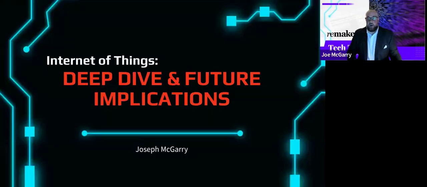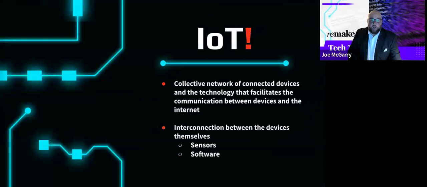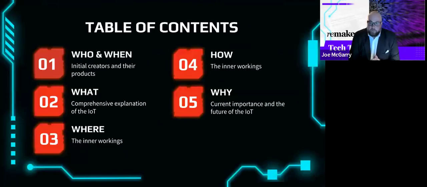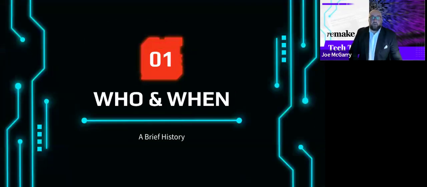So today, we're going to be talking about the Internet of Things. What is the Internet of Things, you ask? Well, it's a collective network of devices that can communicate with themselves and the Internet. This interconnectivity allows for extremely accurate and rapid data collection, utilizing software and sensors. So here's what we're going to talk about tonight. We're going to talk about the who, the when, the what, the where, the how, and most importantly, the why. So let's start with a brief history of how the Internet of Things got started.